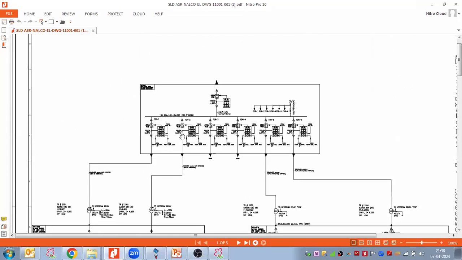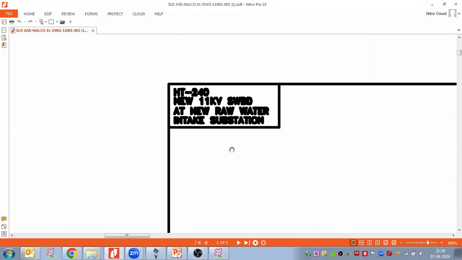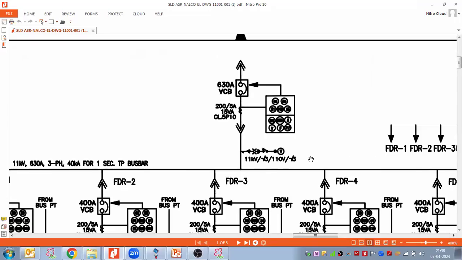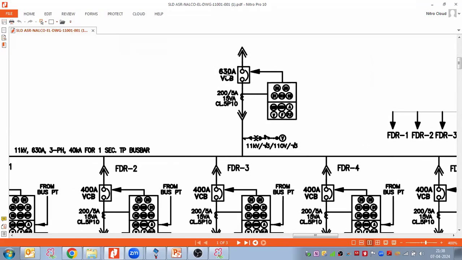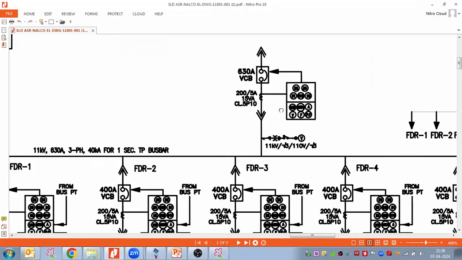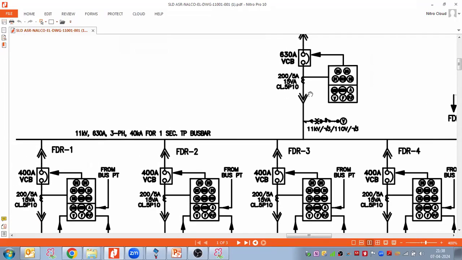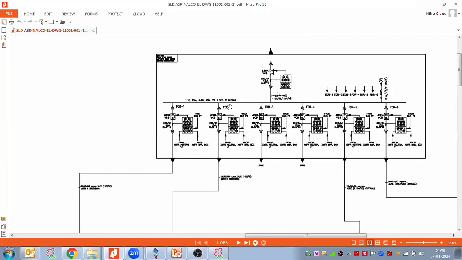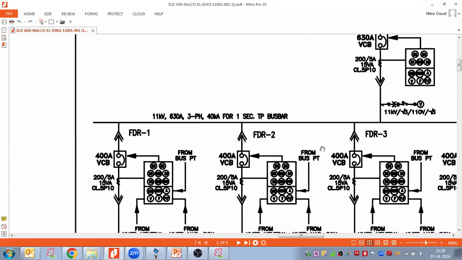Here we have a single line diagram. This is a HT board, like an 11 kV switchboard. Here we are taking supply through a 630 ampere VCB, with a 200/5 ampere CT, 15 VA, class 5P10. This is the incomer we are taking from the state electricity board for this NALCO project.